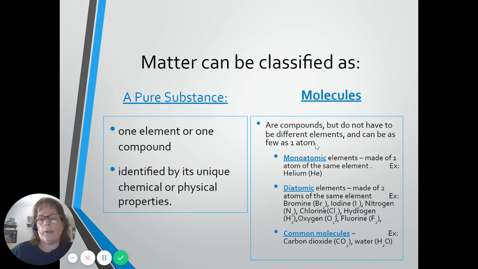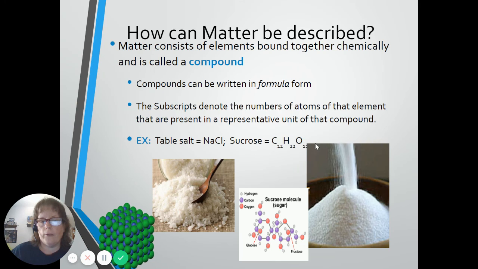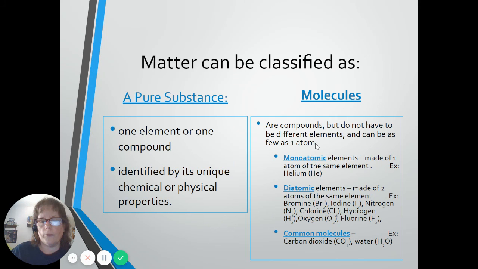And then there are common molecules such as carbon dioxide and water. And as we stated on this slide back here, they have a particular formula. Carbon dioxide, CO2, so there's no subscript for carbon, the C, so that means there's only one carbon atom, but you see the subscript of 2 for oxygen. So for every one carbon atom, there are 2 oxygen atoms bound to it.